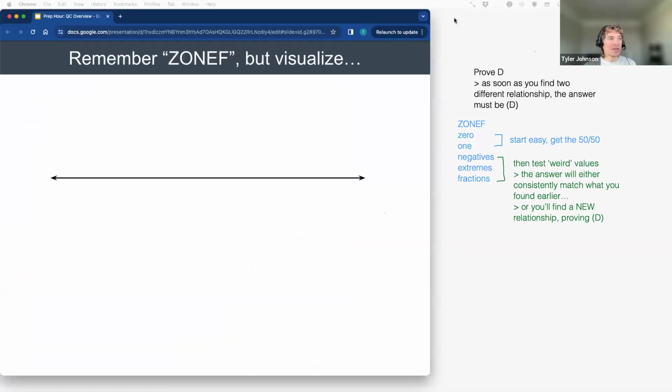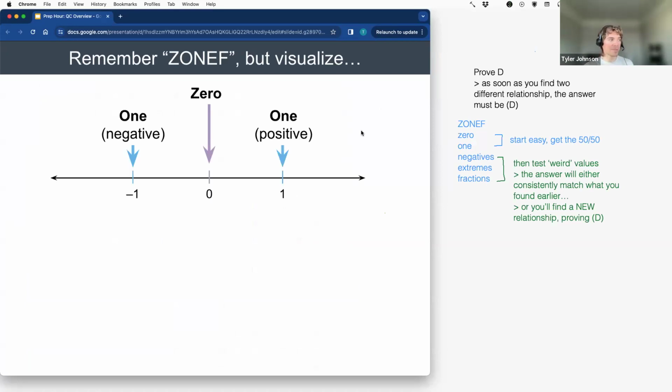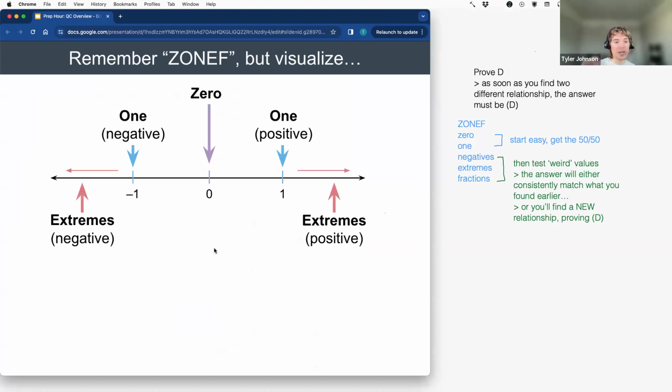And to extend what we talked about earlier with ZONEF, that's a great mnemonic for remembering common numbers you want to test. But to extend that a little further, think about the number line here. There are these three crossover points, 0, +1, and -1. And then you've got your big extremes, really, really positive values, really, really negative values.